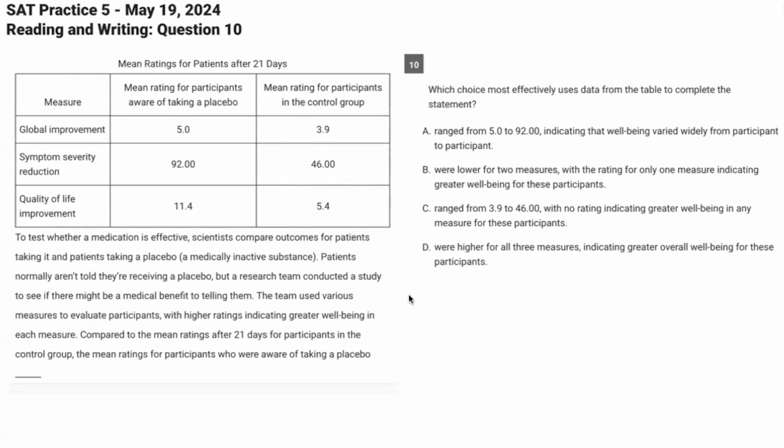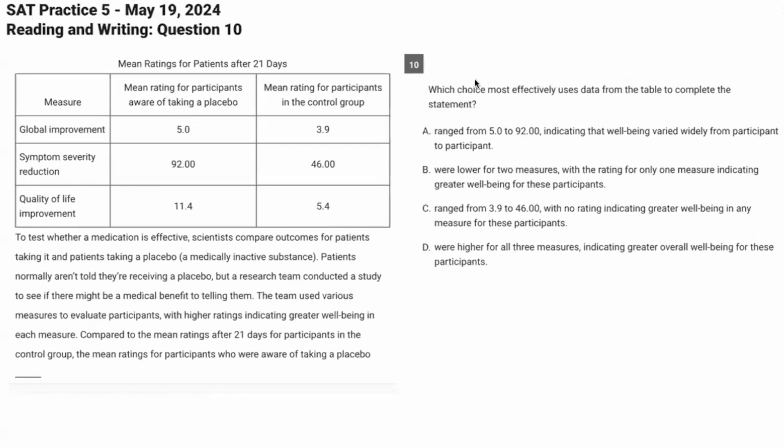To test whether a medication is effective, scientists compare outcomes for patients taking it and patients taking a placebo, a medically inactive substance. Patients normally aren't told they're receiving a placebo, but a research team conducted a study to see if there might be a medical benefit to telling them. The team used various measures to evaluate participants with higher ratings indicating greater well-being in each measure. Compared to the mean ratings after 21 days for participants in the control group, the mean ratings for participants who were aware of taking a placebo, blank.